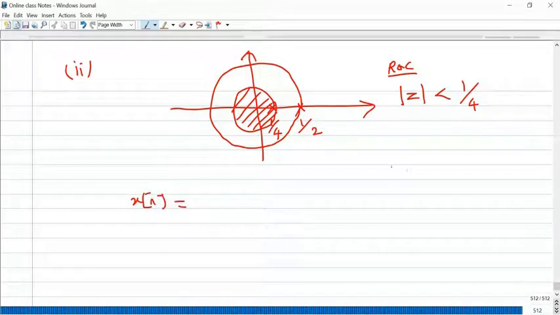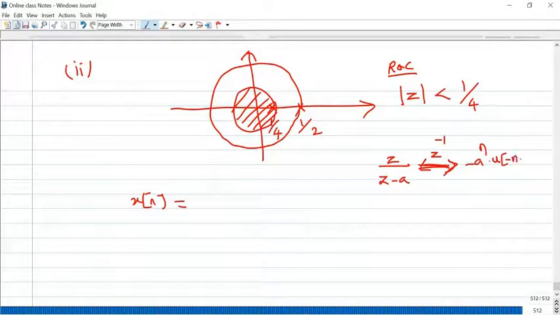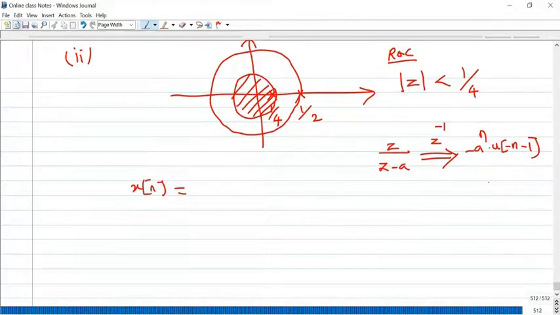you should write the formula: Z divided by Z minus A, inverse Z transform is minus A power n U of minus n minus 1 for a non-causal signal. Please don't forget this formula. Causal signal, Z divided by Z minus A, the result is A power n U of n. Non-causal signal, you have to write minus A power n U of minus n minus 1.